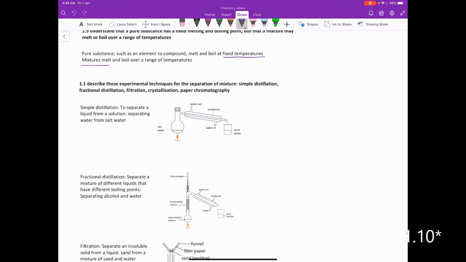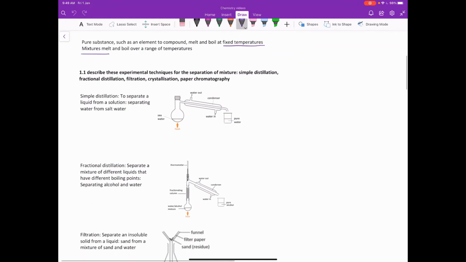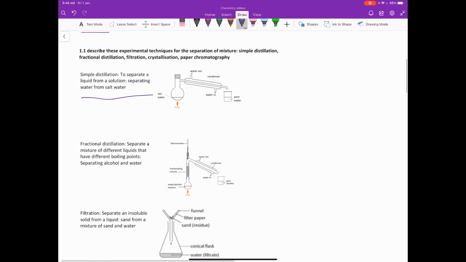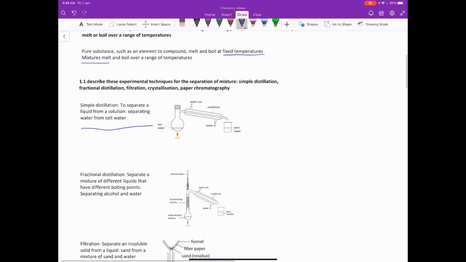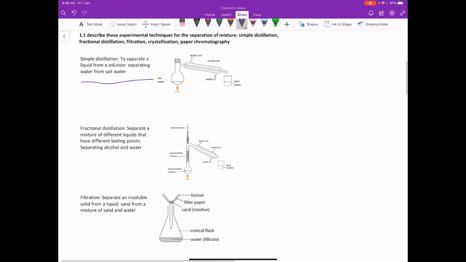1.10, describe these experimental techniques for the separation of mixtures: simple distillation, fractional distillation, filtration, crystallization, and paper chromatography. I wrote down the basics because these won't necessarily come up in the exams as much, but paper chromatography will. So these are the basics.